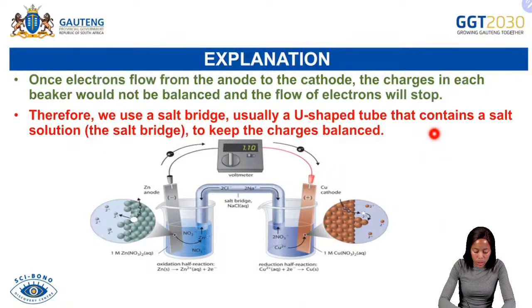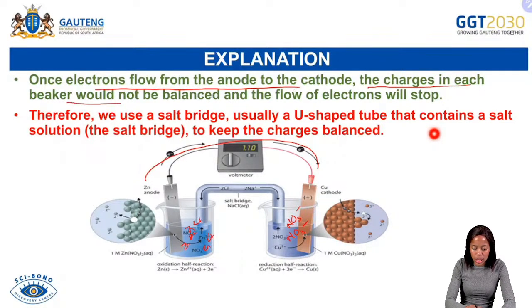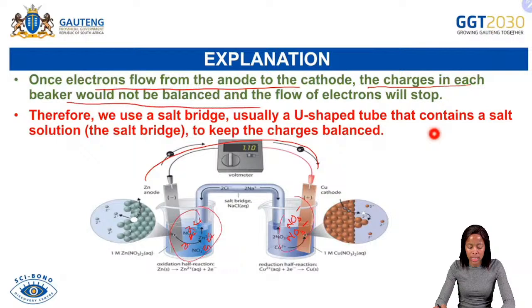There's going to be a buildup of Zn2+, and then on this side we said there's going to be a buildup of what? Of NO3- on this side, okay? So it says once we have a flow of electrons from the anode to the cathode, the charges in each beaker would not be balanced. Because we spoke about this, we said this side there will be a lot of positive charges, this side a lot of negative charges.